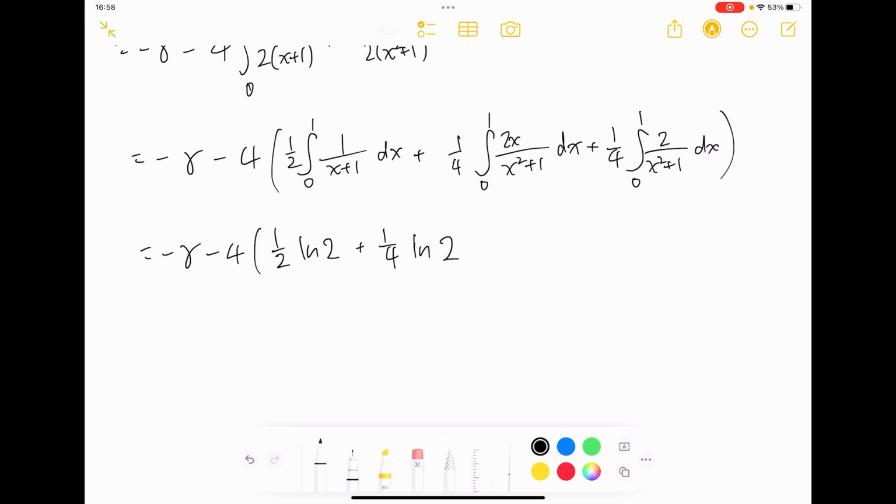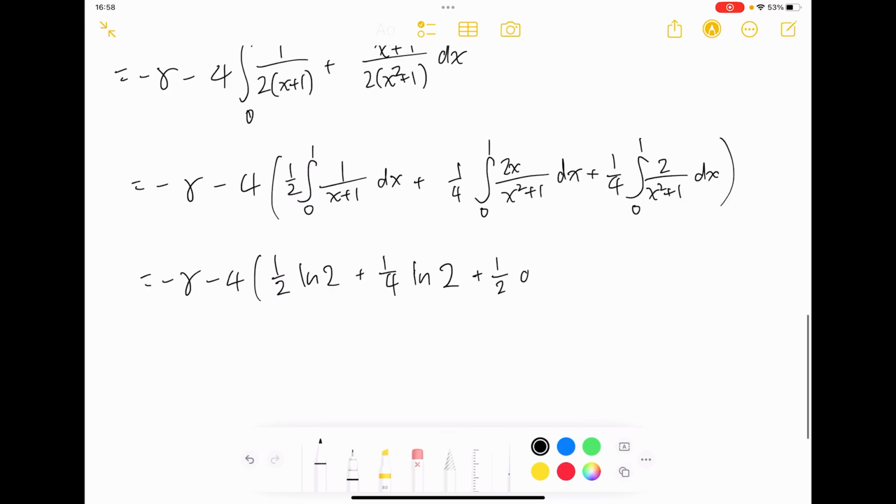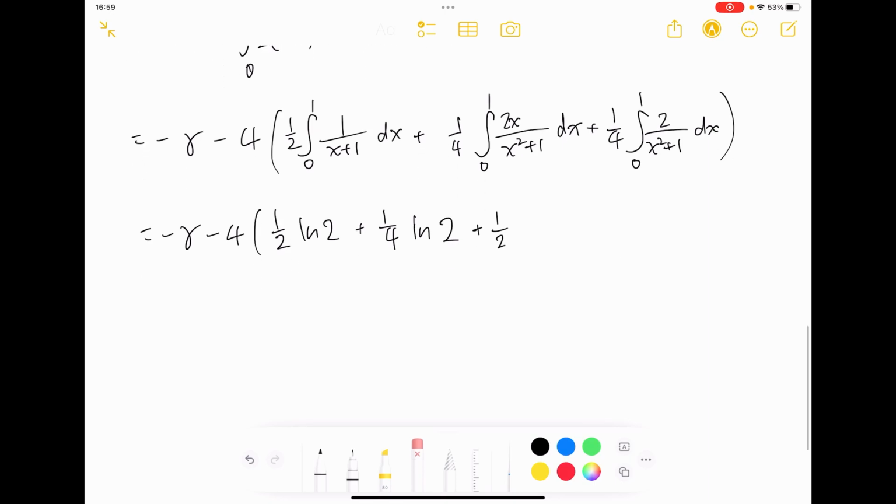And, let's see, plus a quarter times 2, so that's going to be a half times arctangent of x, evaluated at 0 and 1. So 0 is going to get us 0, 1 is going to get us pi over 4, so we're going to have pi over 4 times a half, which is pi over 8.